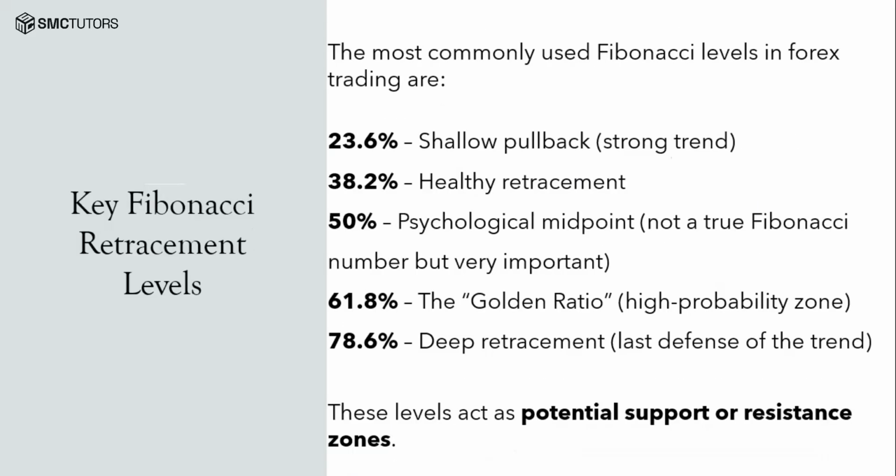Key Fibonacci retracement levels. The most commonly used levels are the 23.6 level, the 38.2 level, and the 50% level, though not a Fibonacci number. It's the average, the middle part of a 100% movement. That's why 50 is brought in. Then the 61.8%, the 78.6%, and we also have the 70% and the 88.6%. We're going to talk more on those levels when we get to premium and discount.